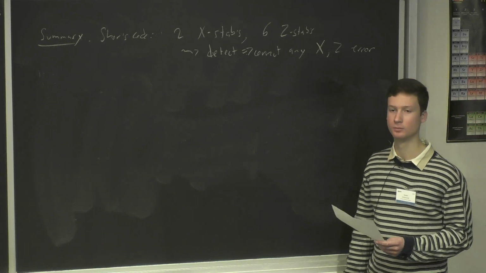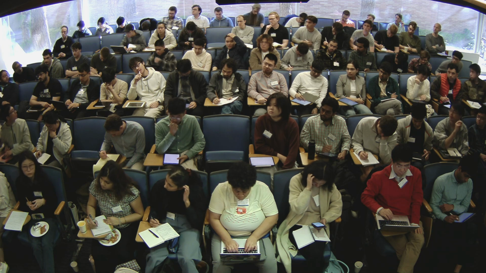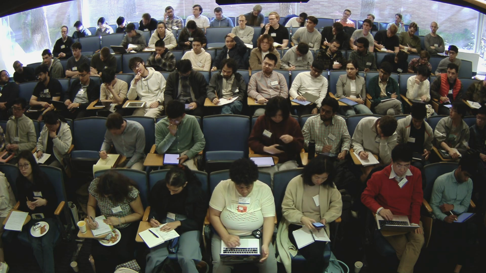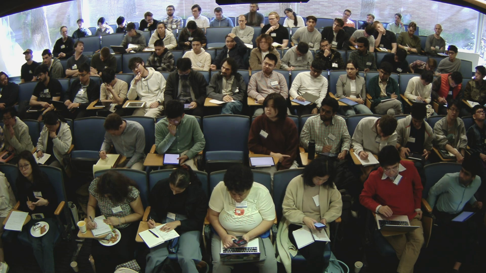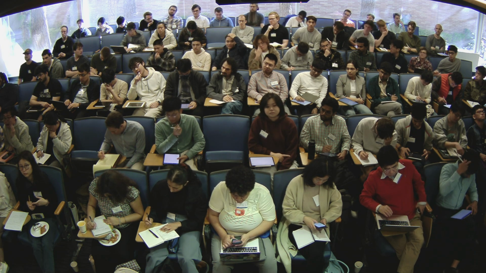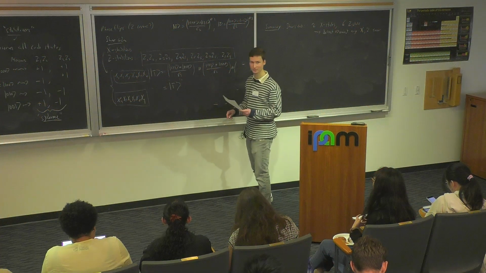Yes? Yeah, so for the Shor code, let's say in one case I have a Z error at qubit 1, and in the other case I have a Z error at, let's say, qubit 3, and they all have the same syndrome. So how do I know whether the Z error exists? Great. Yeah, that's a great point.